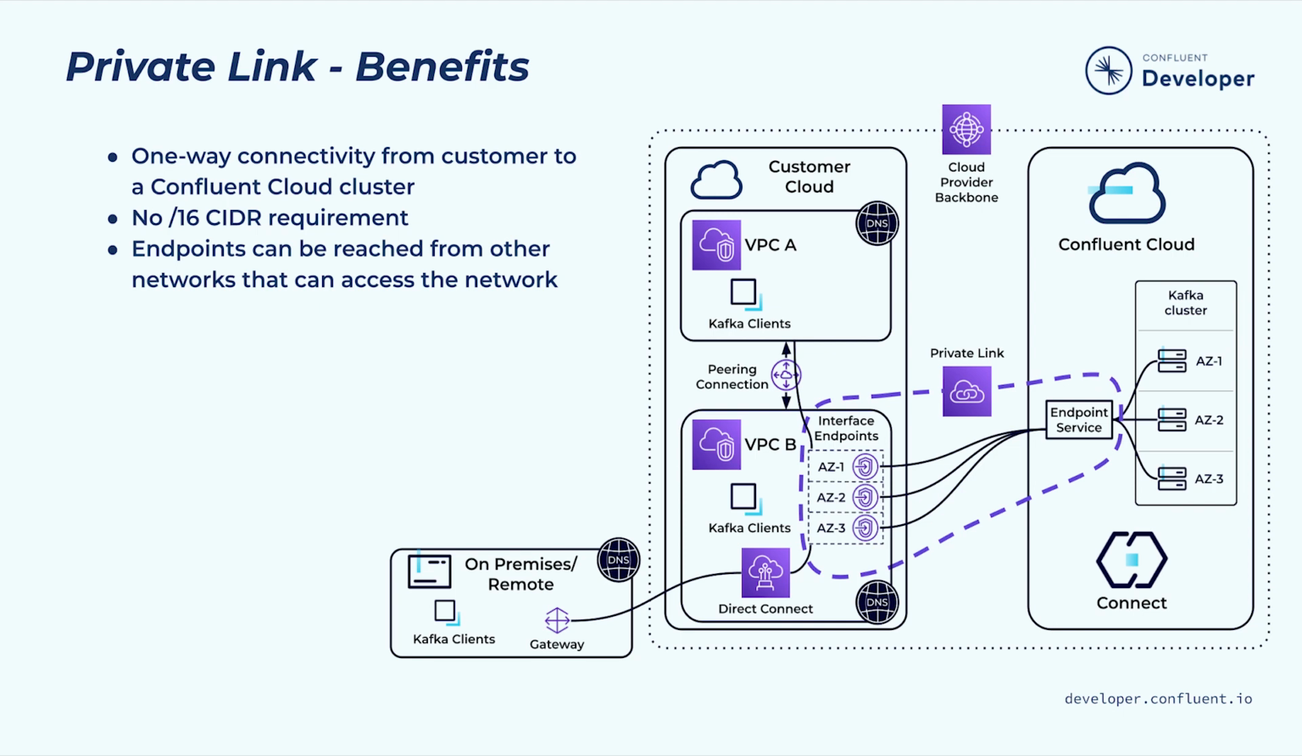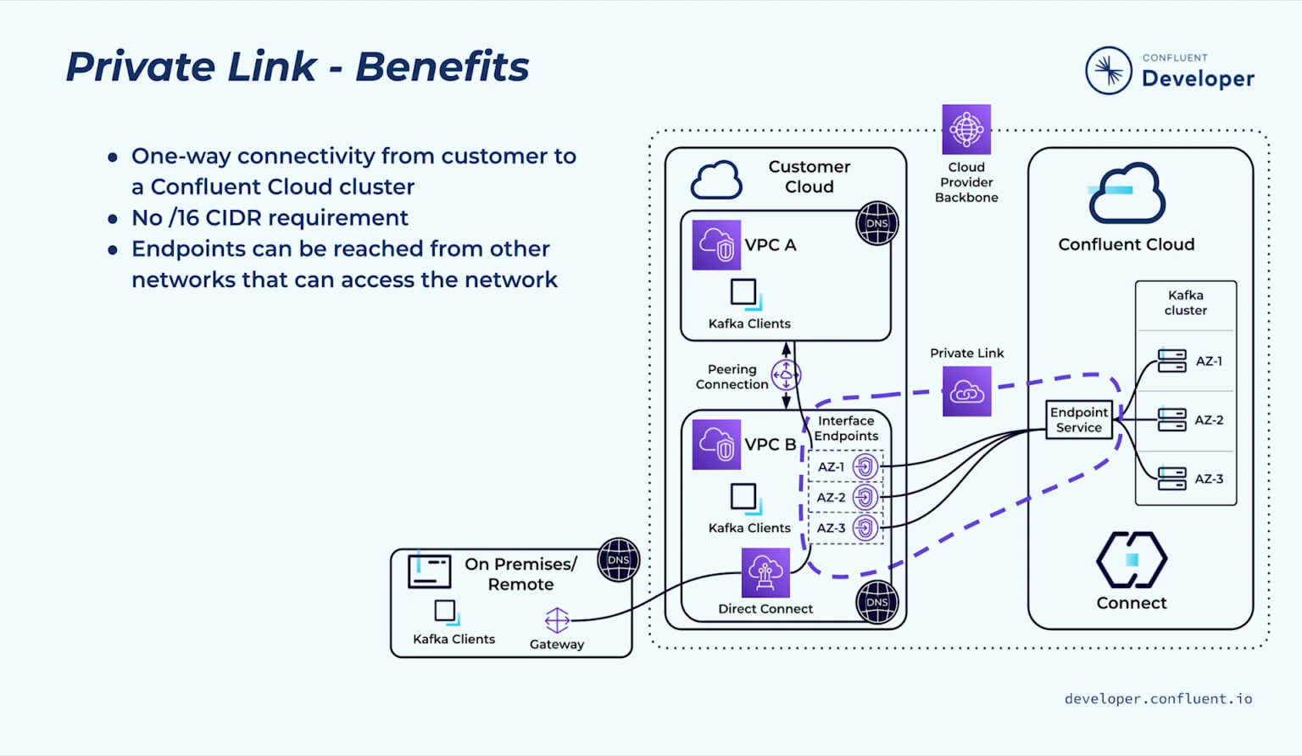Another benefit is that we no longer require a /16 for Confluent Cloud. All that is required is a single IP address for each availability zone. One really great benefit is that now, on-premise networks can access Confluent Cloud through your VPC. No proxies are needed. Because of the endpoint architecture, clients can access the cluster as if the Confluent cluster existed in your VPC or VNet.